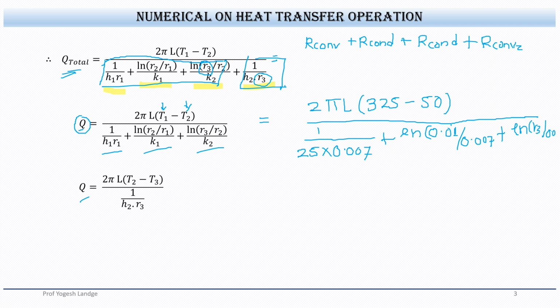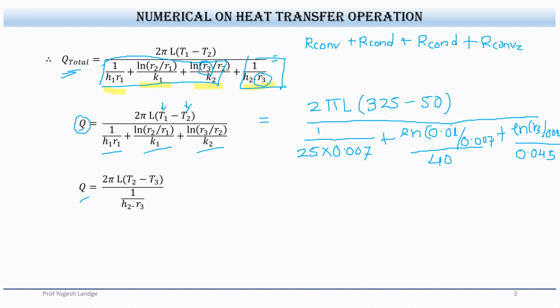R2 we know it is 0.01 upon the K2 value. Sorry, here I missed out the K2 value. What is the value of K1? K1 here is 40, and here the K2 is 0.045. So this is the first case that I have written.